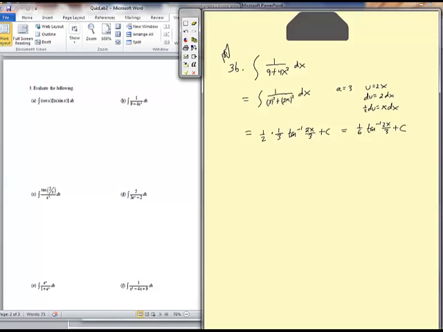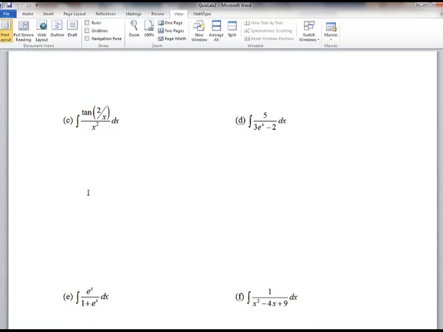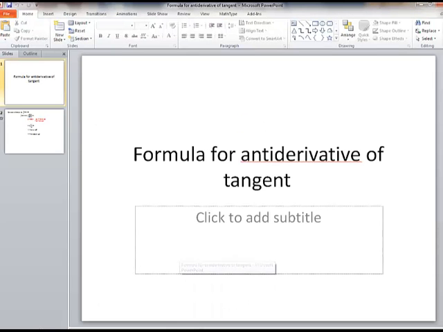Now for 3c, I'm going to blow that up again to make sure we can read it. We're going to integrate the tangent of 2 over x, and then all that is over x squared dx. We're going to have to take a little side trip here and come up with a formula for the antiderivative of tangent. Too many of you are stating the antiderivative because you're just looking in the book. I've mentioned this, so let's look at the derivation for the tangent.